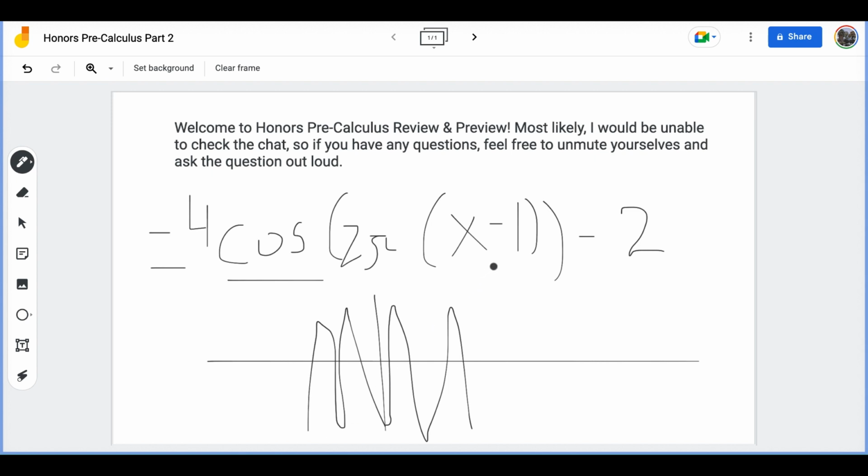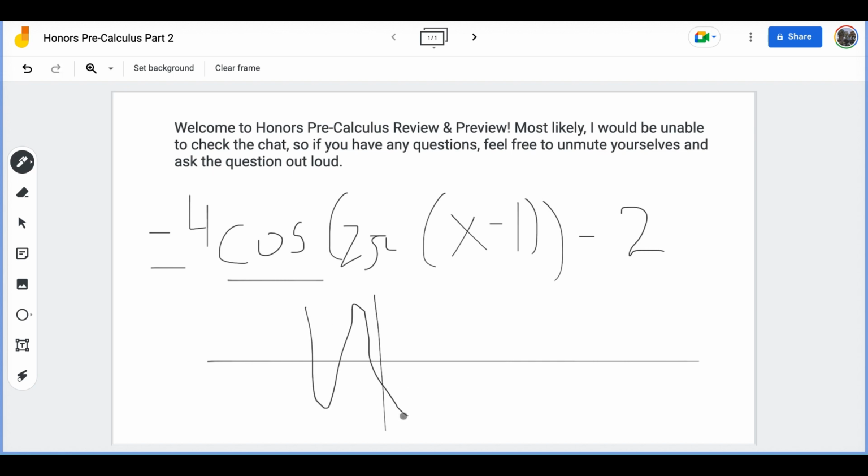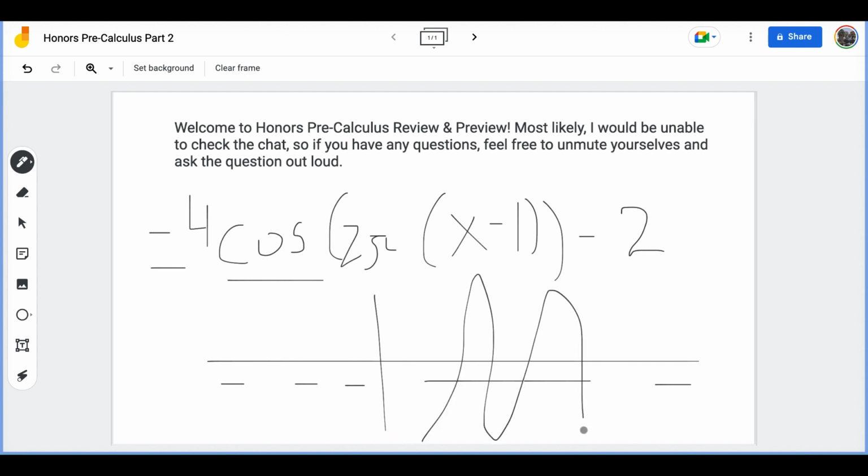It's shifted horizontally by 1 unit to the right, even though it's a negative sign, it's to the right. So it's gonna look something like this. Again, this is a rough sketch. I didn't actually calculate values to make a proper sketch. And then the midline is minus 2, so it goes down 2. So this is the midline. The new graph would look something like this.